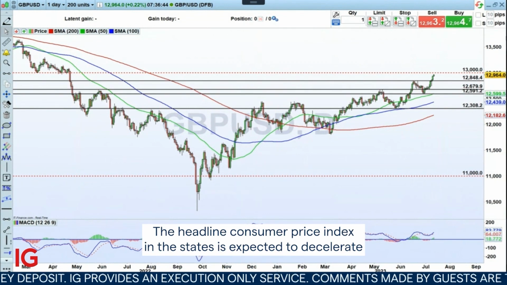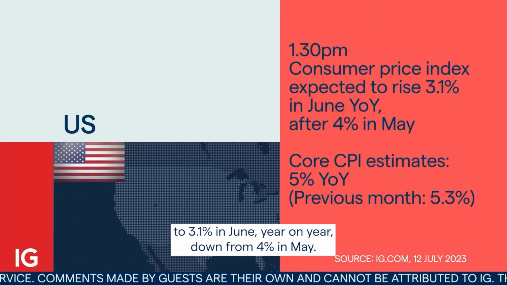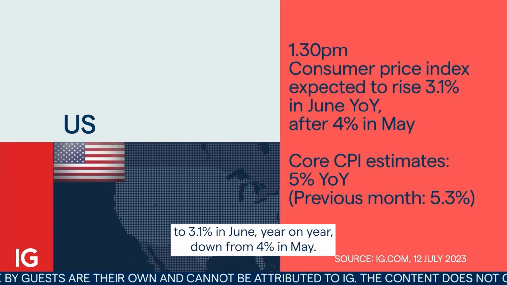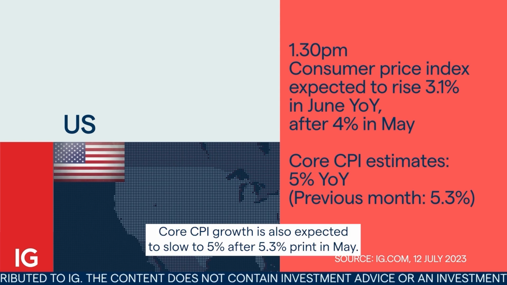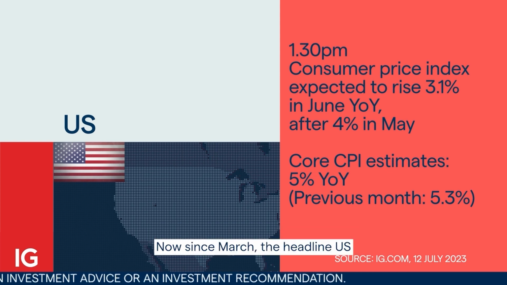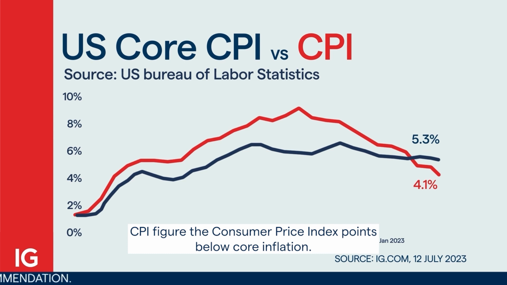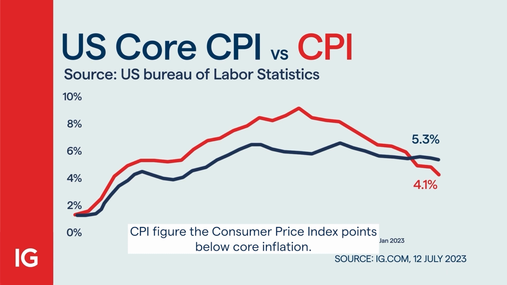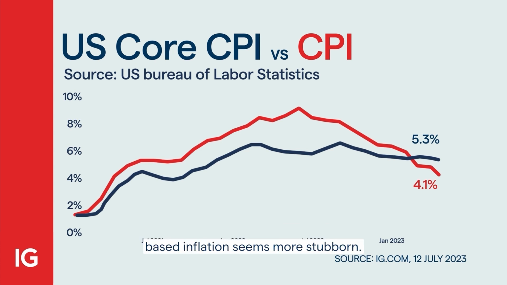The headline consumer price index in the States is expected to decelerate to 3.1% in June year on year, down from 4% in May. Core CPI growth is also expected to slow to 5% after a 5.3% print in May. Now, since March, the headline US CPI figure, the Consumer Price Index, has been below core inflation. Energy prices have substantially fallen, but broad-based inflation seems more stubborn.